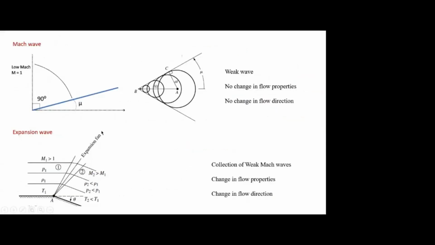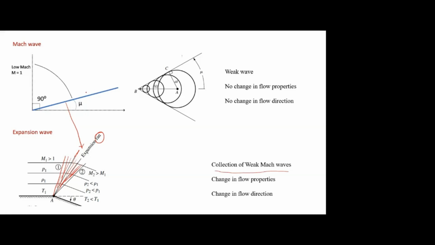Last one, expansion fan. It is opposite to the compression wave. It increases the Mach number. And see here, it is not a single wave. It has n number of waves, weak waves. That's why this is called expansion fan. Okay, they used to call this expansion fan because it has n number of waves. And if you see what these waves are, it is simply the weak Mach waves. The expansion fan contains n number of weak Mach waves. That's why they mentioned this is a collection of weak Mach waves.